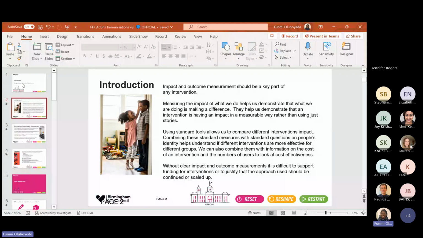So, we're here today to talk about the impact and outcomes measurements and how they should be a key part of any intervention. I'm going to go through these first few slides, which I've gone through before and you should probably all be quite familiar with, and then we'll focus on adult immunisation specifically. So measuring the impact of what we do helps us to demonstrate that what we're doing is making a difference. And the impact and outcome measurements help us to demonstrate that an intervention is having an impact in a measurable way, rather than just relying on stories or anecdotal data.